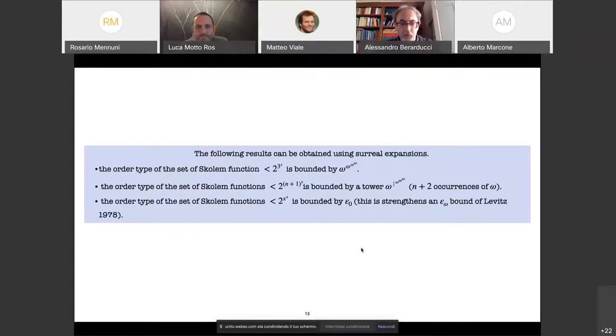You can also go to 2 to the 4 to the x. You also get similar bounds. And we can arrive at 2 to the x to the x. We can also go farther on, but still we don't get... but already 2 to the 2 to the x, 2 to the x to the x gives us epsilon 0.